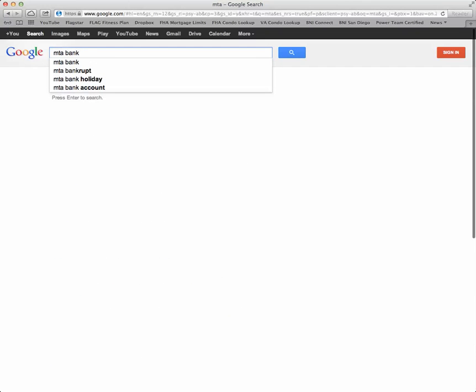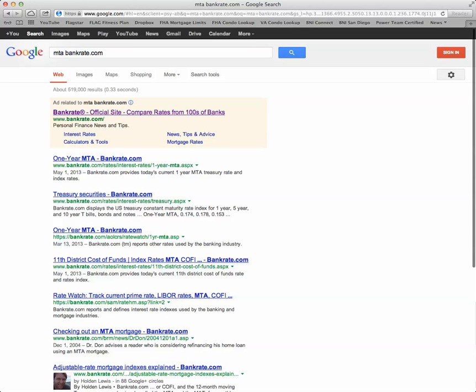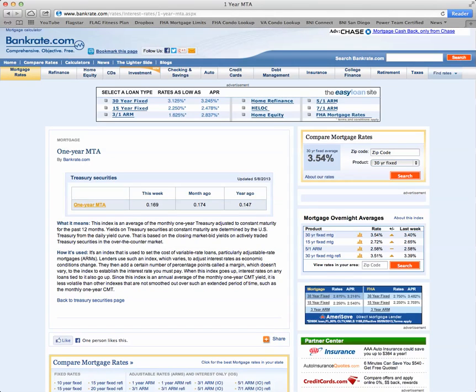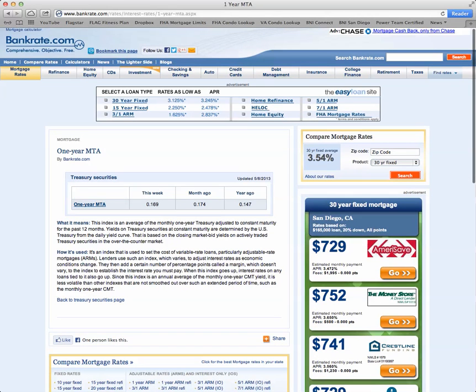And so, what I'm going to type in here is MTA bankrate.com to increase my chances of getting the right index. And you click on this and you see the 1-year MTA. The MTA is short for the market treasury average, and it was a rolling average of 12 months. So you see it also lists this week what the MTA is, a month ago what the MTA is, and then a year ago what the MTA was. So this gives you an idea of which way it's moving, how fast it's moving.